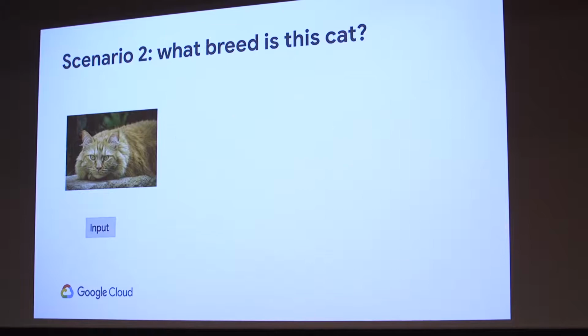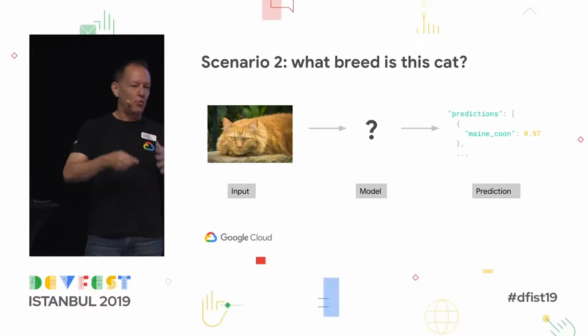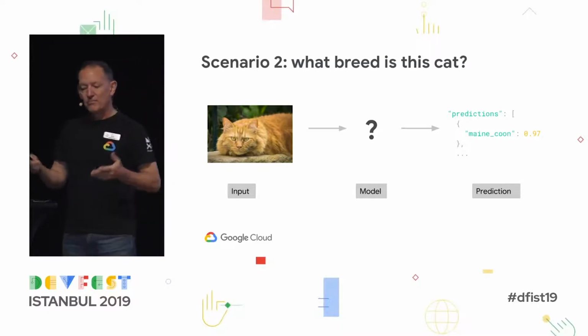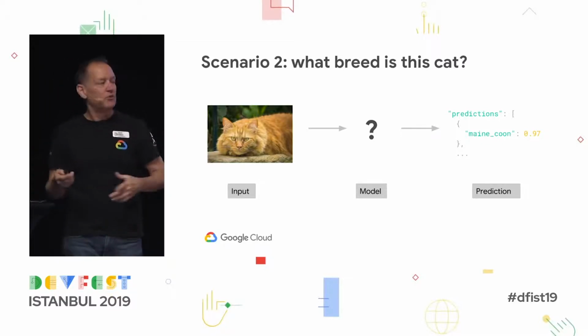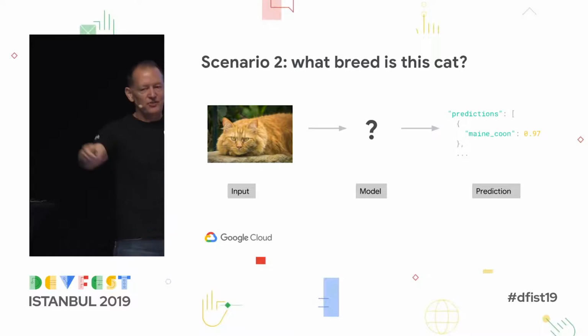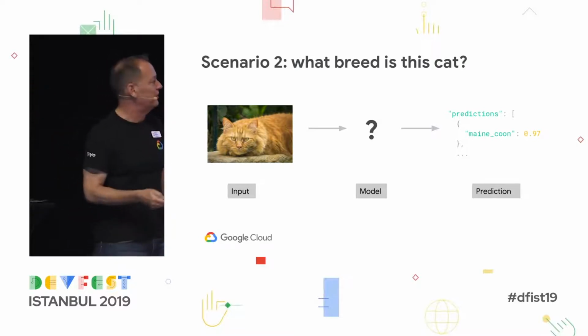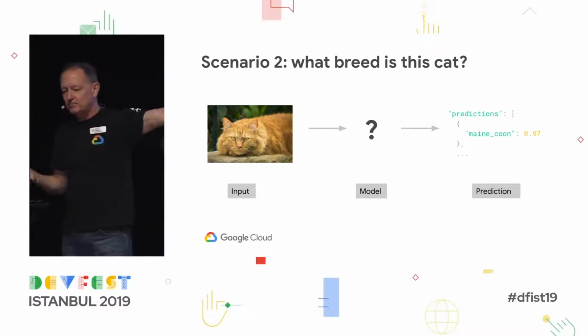But what if I want to know what breed of cat this is? So, one simple classification problem. We have to figure out what model to use in order to make a prediction and find out that this particular cat is a gigantic breed called a Maine Coon. But how do we build that model?